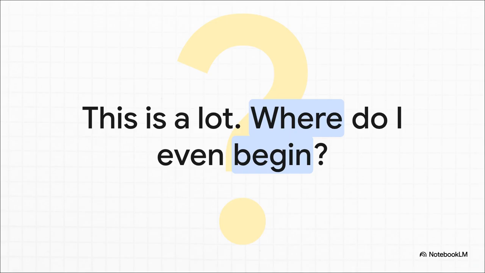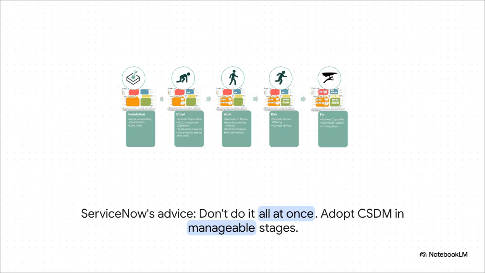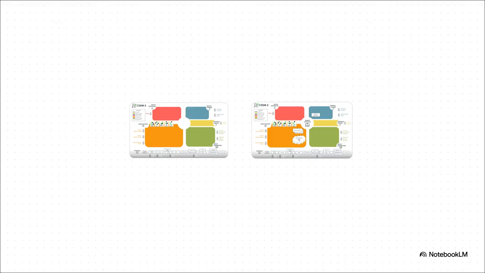The good news is ServiceNow gets that. That's why they give us this absolutely brilliant phased adoption framework. Crawl, walk, run, and fly. It's all about focusing on quick wins and building up your maturity over time, instead of trying to boil the ocean. So you always start with the foundation domain, getting your core data like locations, departments, and users right.